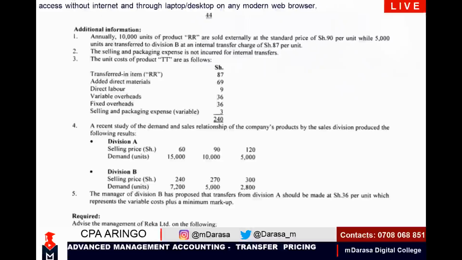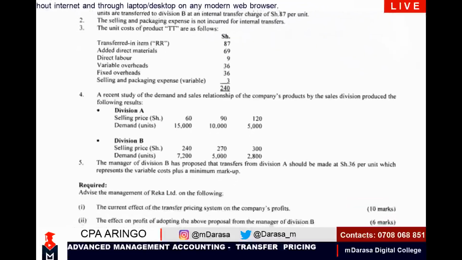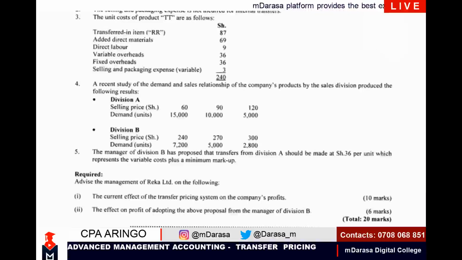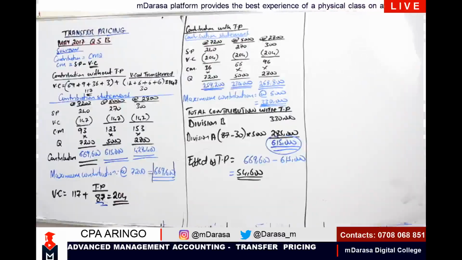Here comes part 2. We were told the effect on profit of adopting the above proposal from the manager of Division B. Go to note 5. Note 5, the manager of Division B has proposed that transfers from Division A should be made at 36 per unit, which represents the variable cost plus a minimum markup.